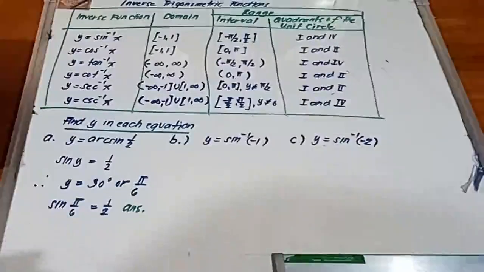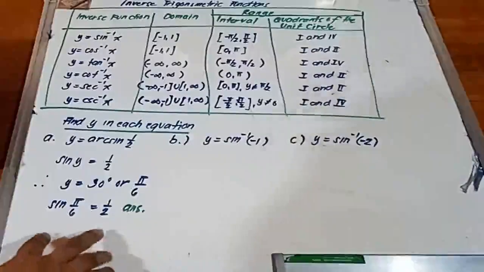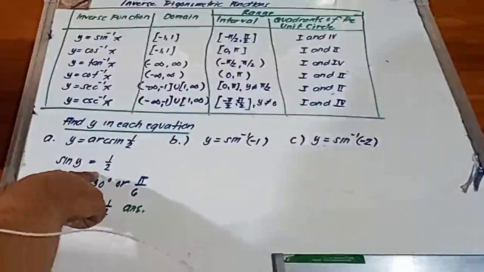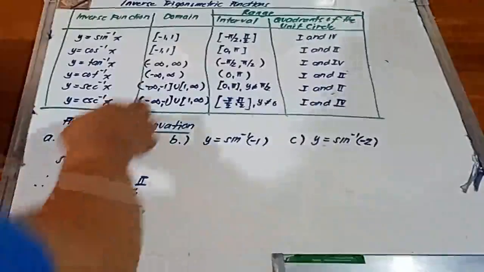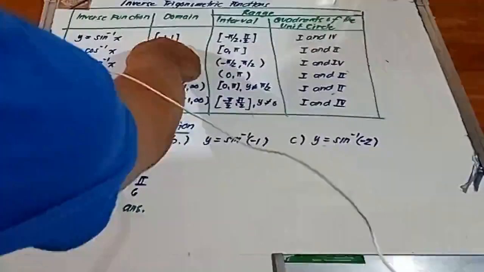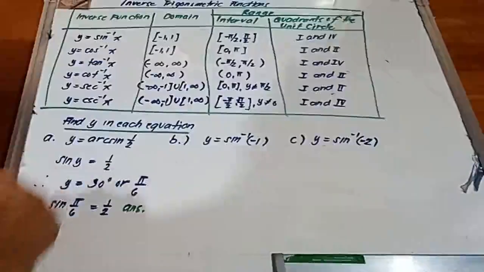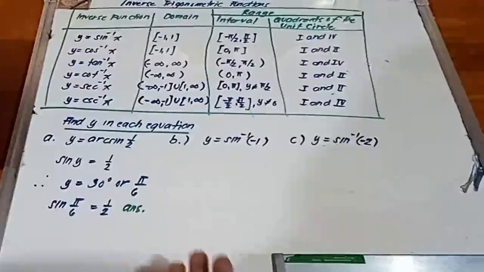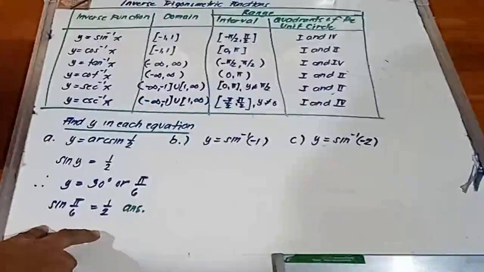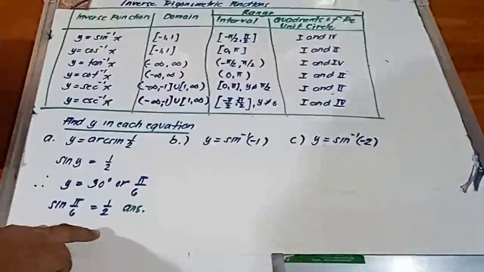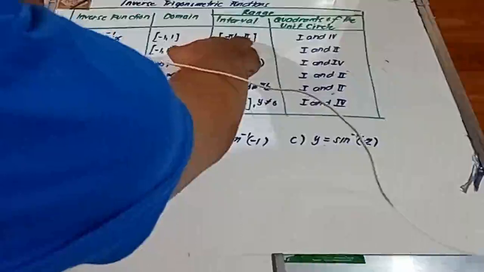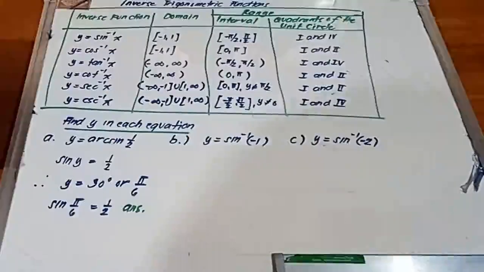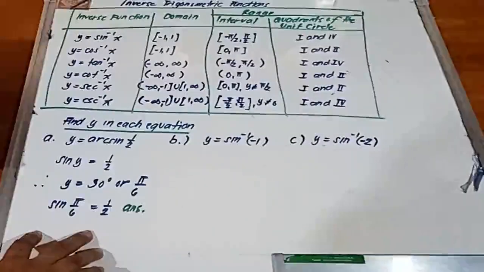But by the way, yung 1/2, is it in the domain of the inverse trigonometric function of sine? Yes. Nandun siya from -1 to 1. And 1/2 is somewhere between -1 and 1. And how about pi over 6? Nasa range ba siya ng inverse function natin ng sine? Yes. Pi over 6 lies between -pi over 2 and pi over 2. So, tama yung sagot natin.